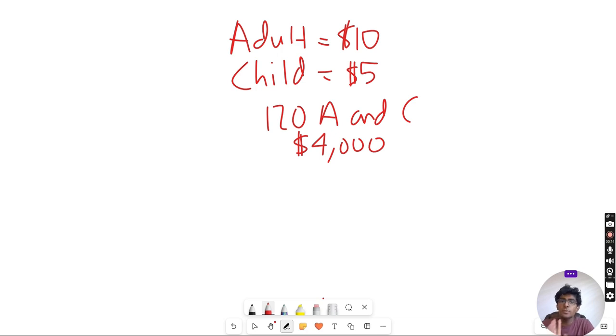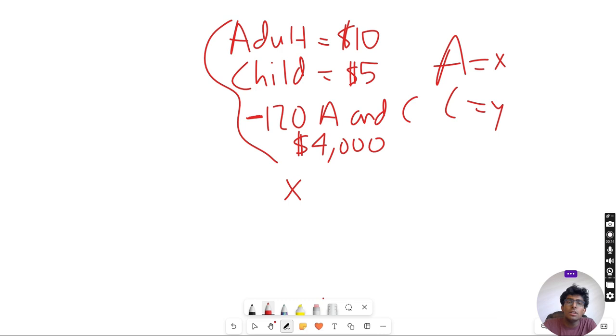I'm doing this example just to illustrate how we take this information and turn it into a system of equations that we can solve using one of the methods we just talked about. Let's focus on this first: there are 120 adults and kids that came. If we say adults is X and kids is Y, the total number of adults plus kids equals 120. I'm going to put a star here, because it looks like a minus. So X plus Y equals 120. That's our first equation.